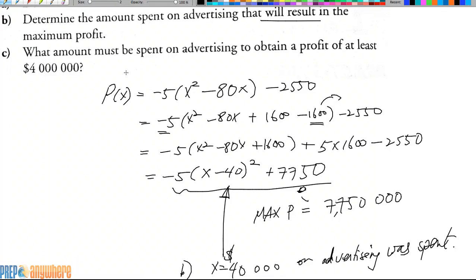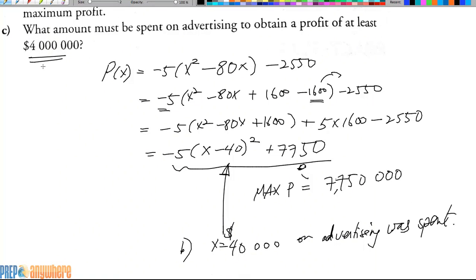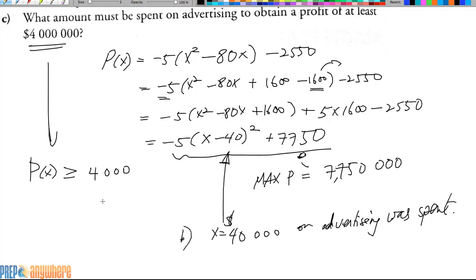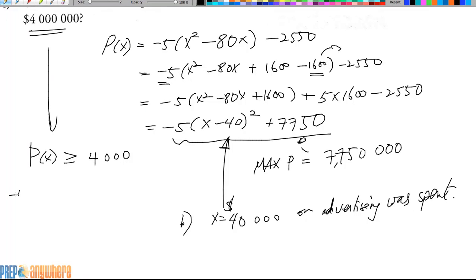Okay, part C. What amount must be spent on advertising to obtain a profit of at least $4 million? Okay. So that's saying when is the profit greater than or equal to $4 million? So I'm going to put 4,000 here, because in the equation the 1 here represents 1,000, so this is equivalent to 4 million. Okay, so I'm going to replace the P with our equation.